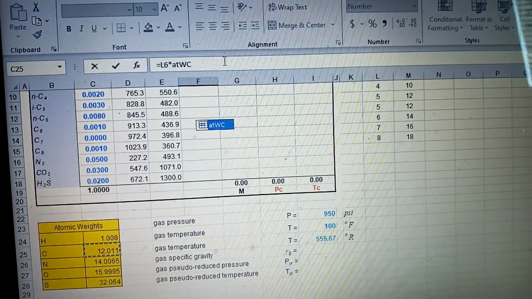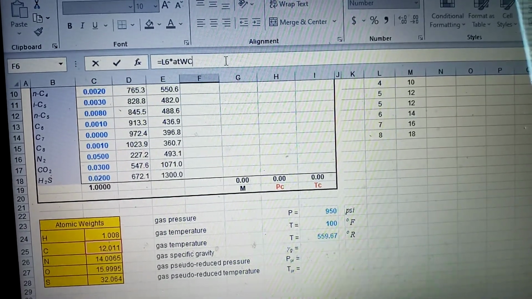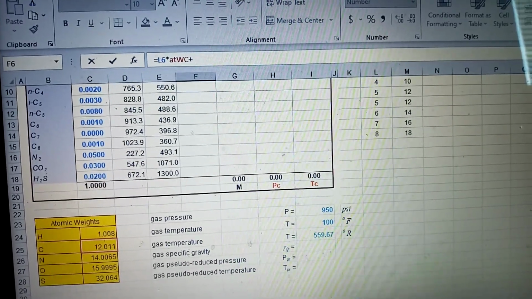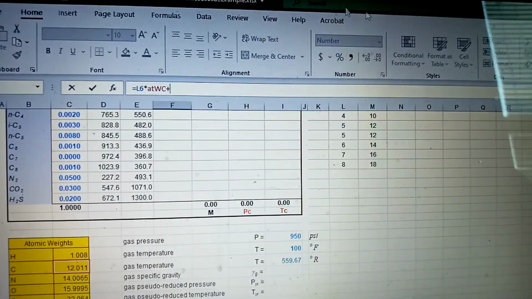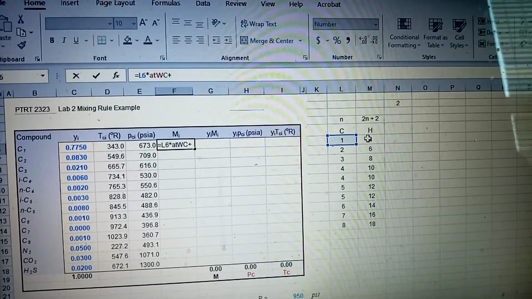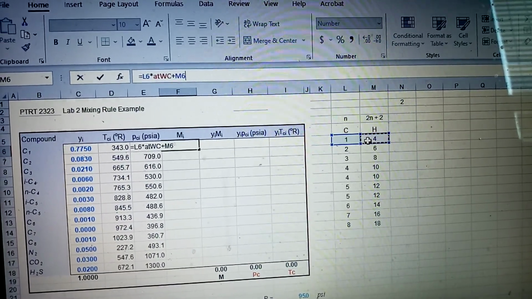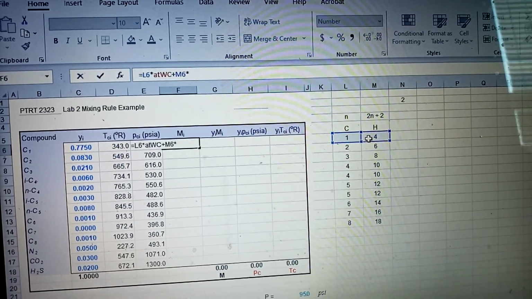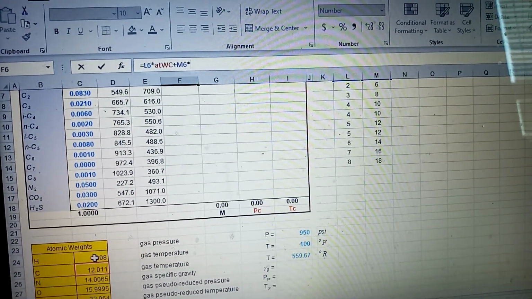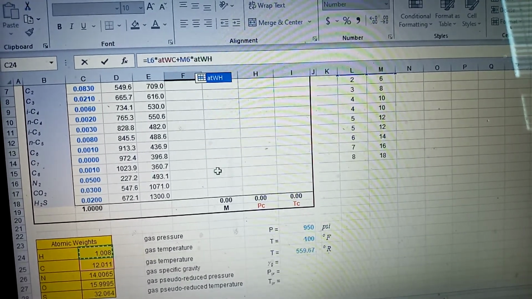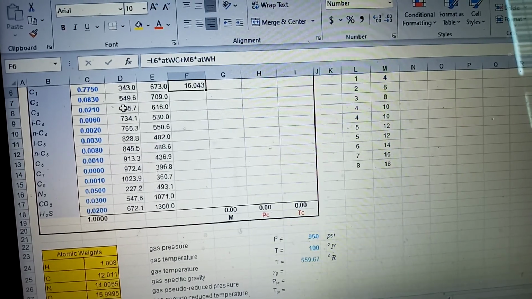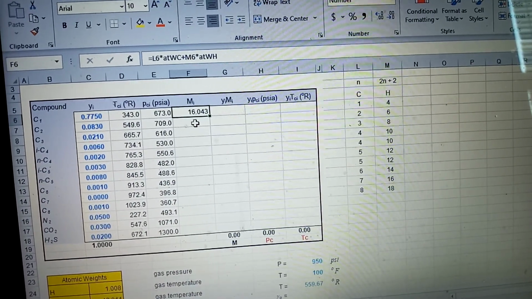Then plus the number of hydrogen. Let's scroll up. Okay. This is the number of hydrogen. I click on that. Multiply by, I do star. Multiply by the atomic weight of hydrogen. I'm going to click on that. That's it. I do enter. See? So the molecular weight of methane is 16.